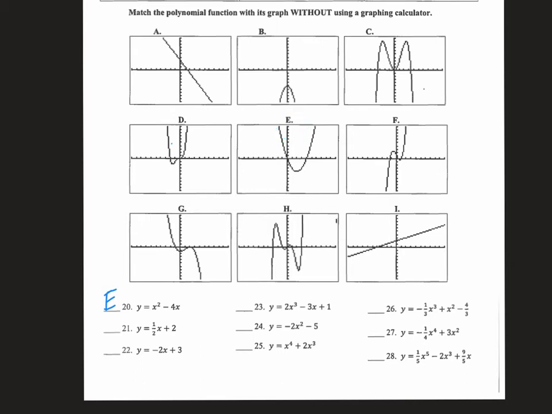Okay, so number 21, 1 over 2x plus 2. Guys, this one should be easy. It's just a linear function. It's I right there. It's going to be increasing, and it's going to be like a small slope because it is a fraction. So this one's just I. Easy. 22 is also easy. It's another linear function. That one's just going to be a. I'm not going to waste time explaining that.